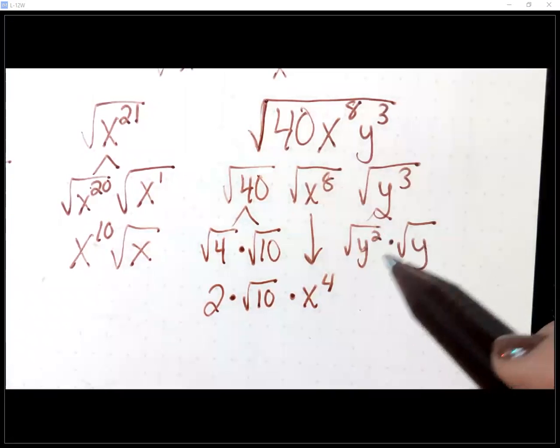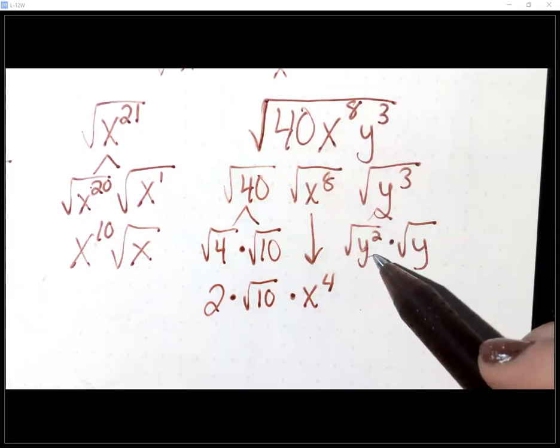What is the square root of y squared? Just y, right? So that's just going to come down as a y.